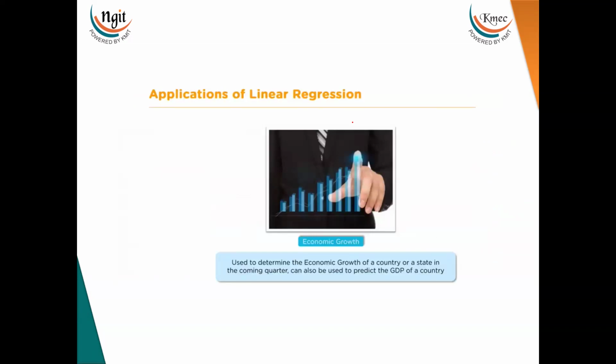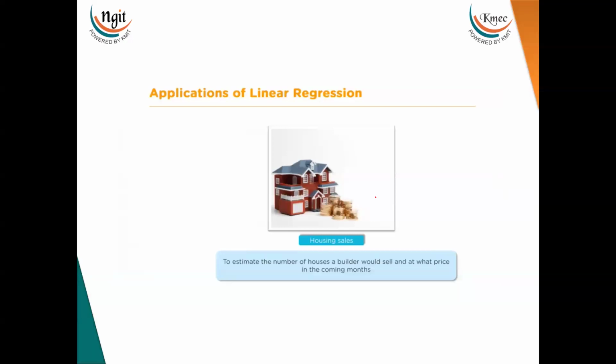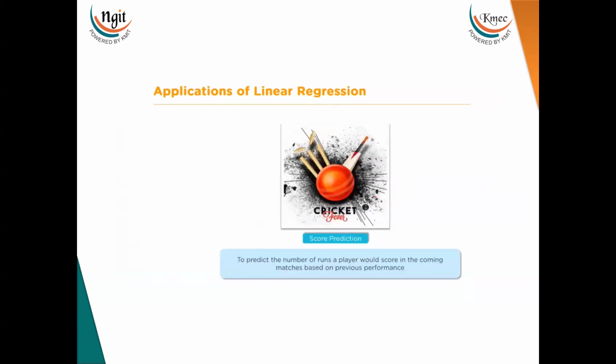Coming to the applications of linear regression, it is used to determine the economic growth of a country or state in every quarter, and it is also used to predict the GDP of a country. Another application is housing sales, to estimate the number of houses a builder would sell and at what price in the coming months based on previous sales. Then score prediction, to predict the number of runs a player may score in the coming matches based on previous performance.